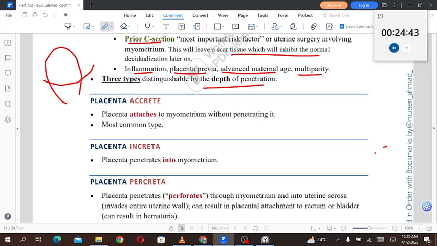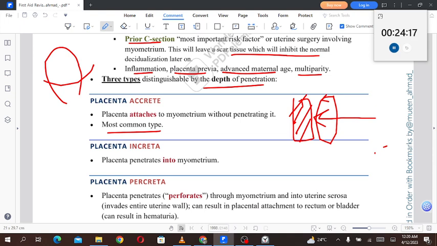Now we have placenta accreta. The placenta attaches to the myometrium without penetrating it, and it is the most common type. Suppose this is the myometrium, and overlying is the decidua, like this one. So the placenta has come all the way to the inner layer of the decidua, and it is touching the myometrium, but it is not penetrating that. That is called placenta accreta.